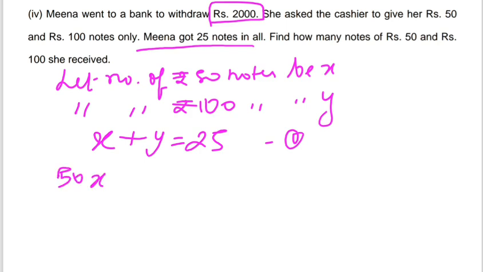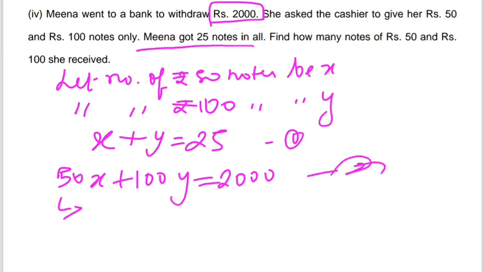So 50x plus 100y is equal to 2000. We already knew that the number of notes into 50 rupees gives you the total amount, plus 100 into the total number of 100 notes. So this will be your second equation. Let's take 50 as common in this equation. So let's divide equation 2 by 50. That is x plus 2y.